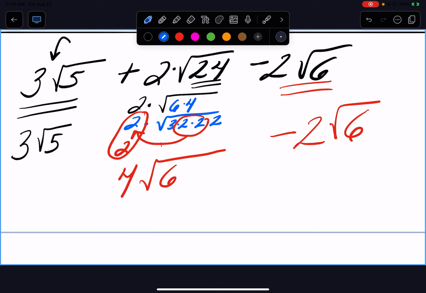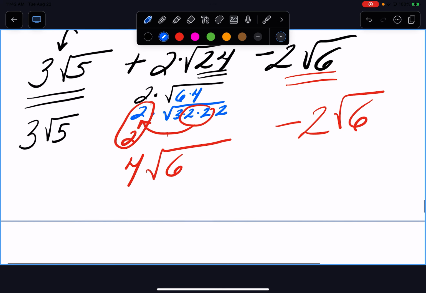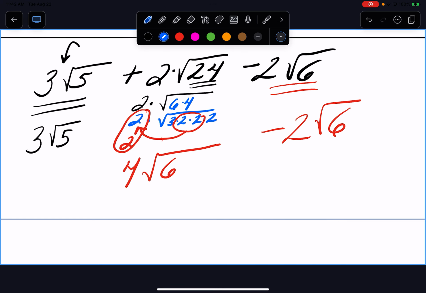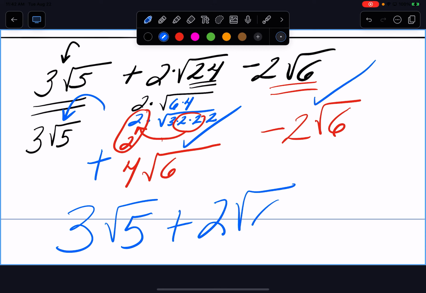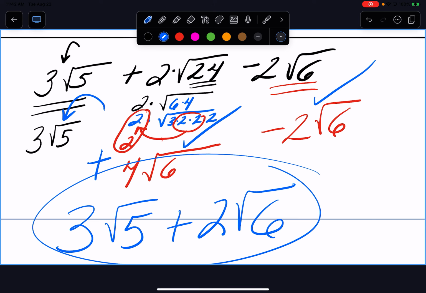Now add apples to apples, oranges to oranges, bananas to bananas. 3 root 5s plus 4 root 6s minus 2 root 6s. So this would be 3 root 5s. Are there any other root 5s? Then we have 4 root 6s minus 2 root 6s. Change the oranges into apples. 2 root 6s, right, everyone? 4 minus 2? Are you guys understanding? And we're done. You cannot add those together. Those are different like terms.